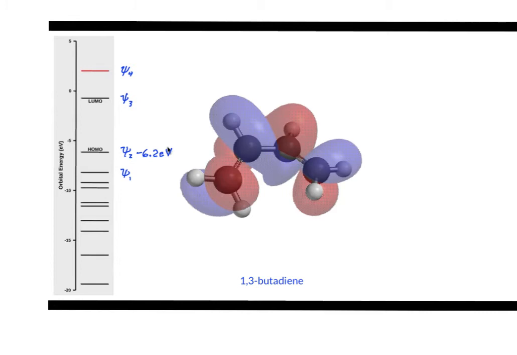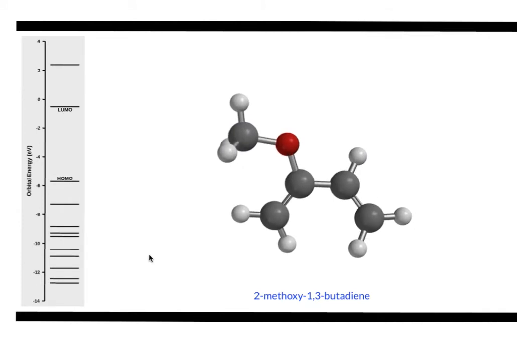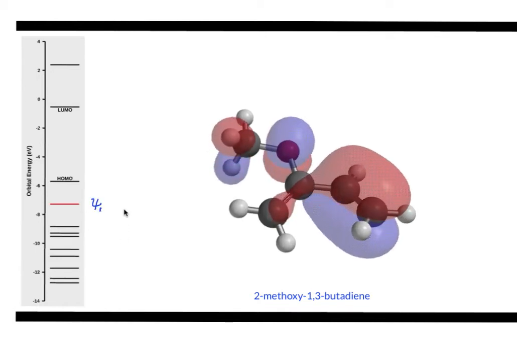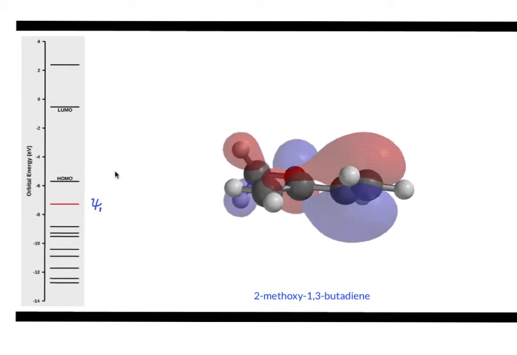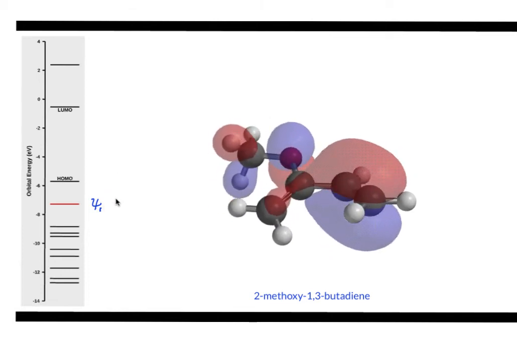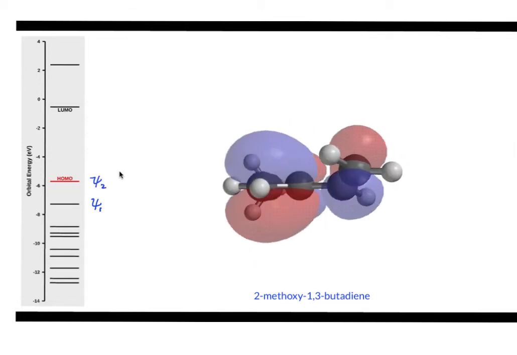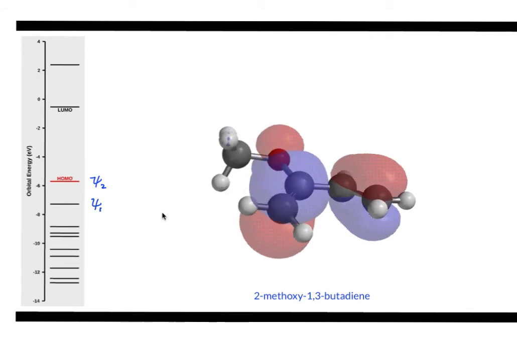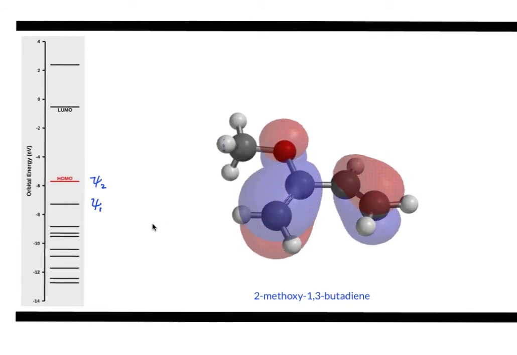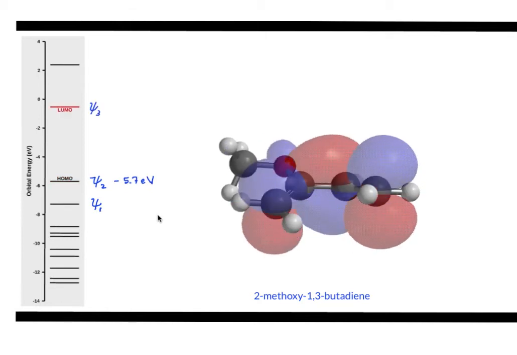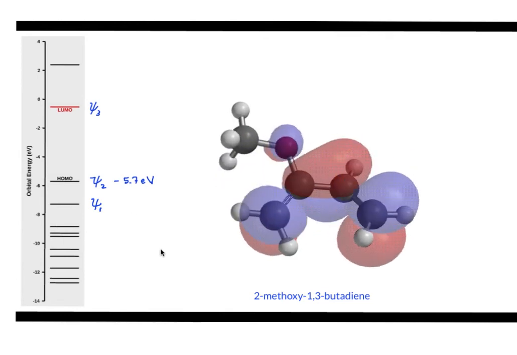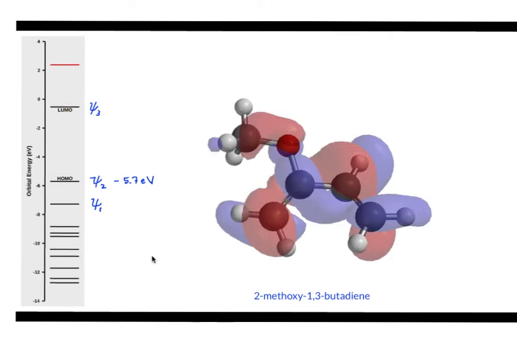Now I'll turn to 2-methoxy 1,3-butadiene. This is the structure of 2-methoxy 1,3-butadiene. Again, not perfectly planar. This is Cy1, which is heavily weighted toward the alkene component away from the methoxy group. The HOMO is heavily weighted toward the carbon that is adjacent to the methoxy group and is also at a higher energy level. And then we have the LUMO as before, and Cy4.